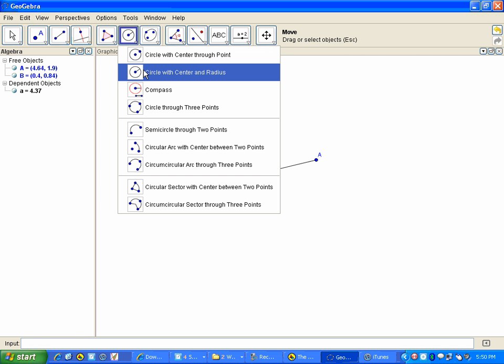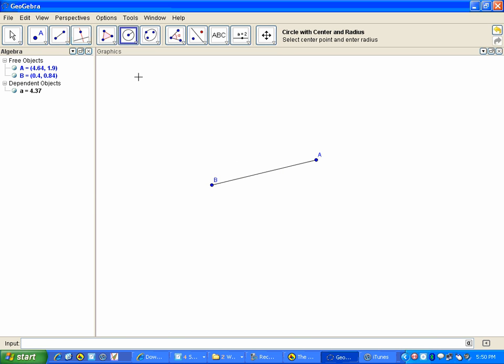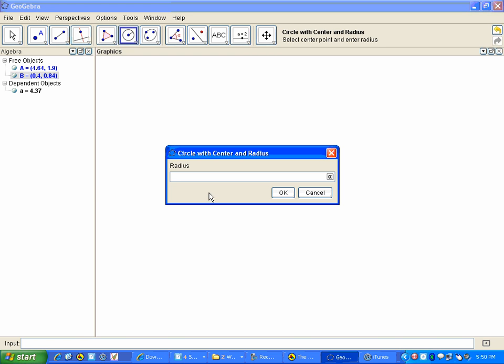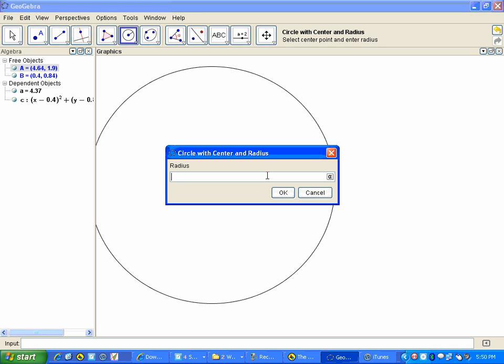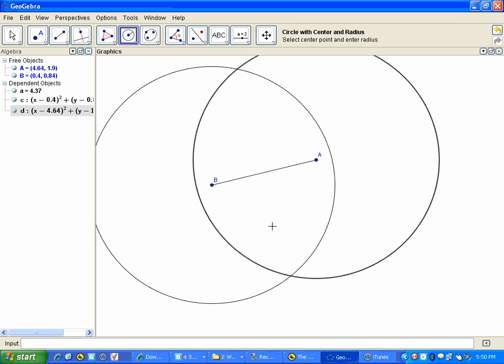So I'm going to make a circle with a center and a radius. Okay, I want it to be this center, and I want the radius to be 5. Okay, that's more than halfway. And I want a circle from the other point that has the same radius. Okay, so I get this.